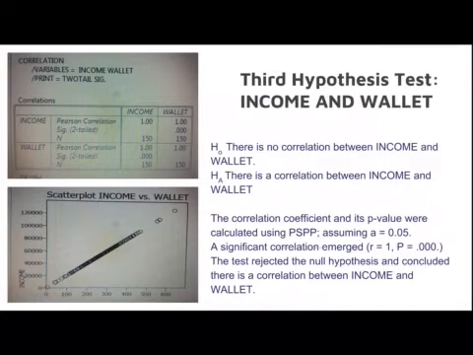The third hypothesis test was income and wallet. The null hypothesis states there's no correlation between income and wallet. The alternative hypothesis says that there is a correlation between income and wallet. The correlation coefficient and its p-value were calculated using PSPP, assuming an alpha of 0.05. You can see the results on the left-hand side. A significant correlation emerged. R equals 1, P equals 0. The test rejected the null hypothesis and concluded that there is a correlation between income and wallet. Looking at the scatter plot, you can see that it is a very direct and positive correlation.